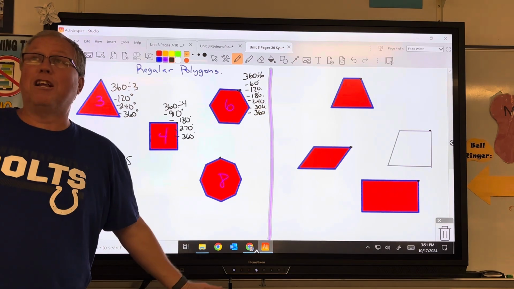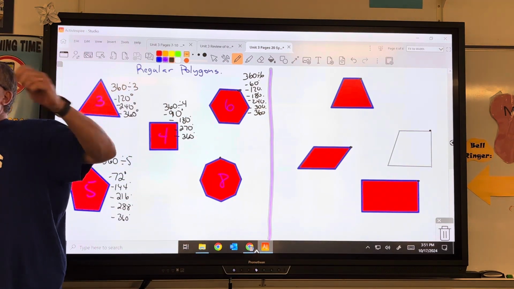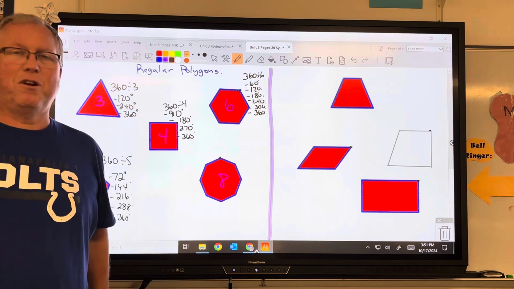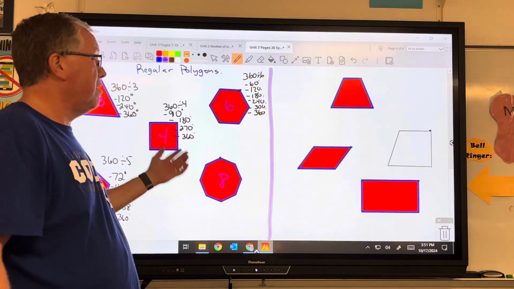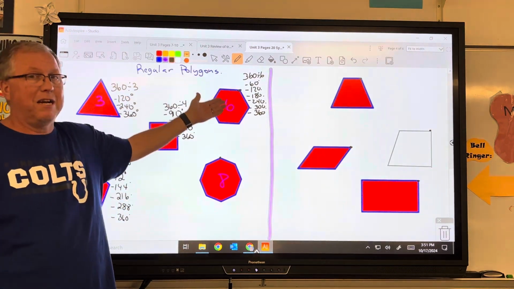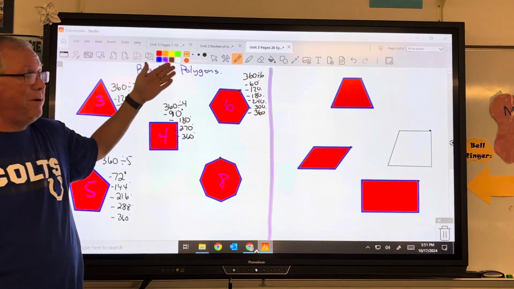So if I were to ask you, is 190 degrees a rotational symmetry for a regular hexagon? Your answer would be no, because at 190 degrees it's not going to look exactly the same. It's got to be one of those.